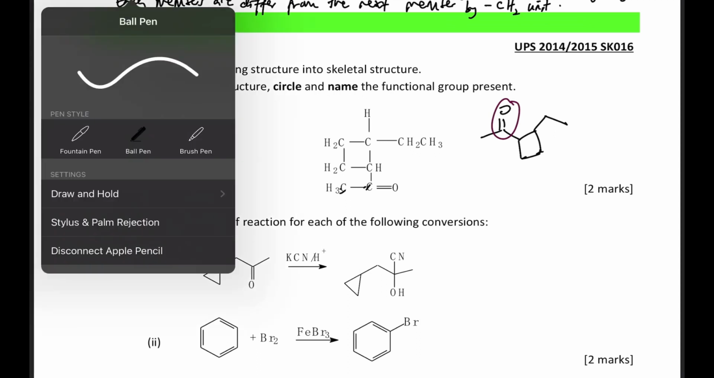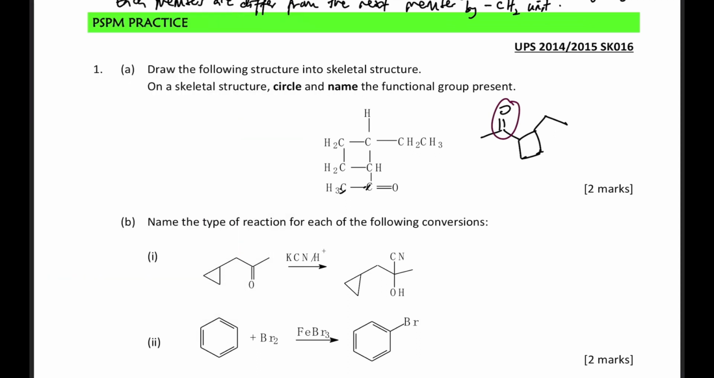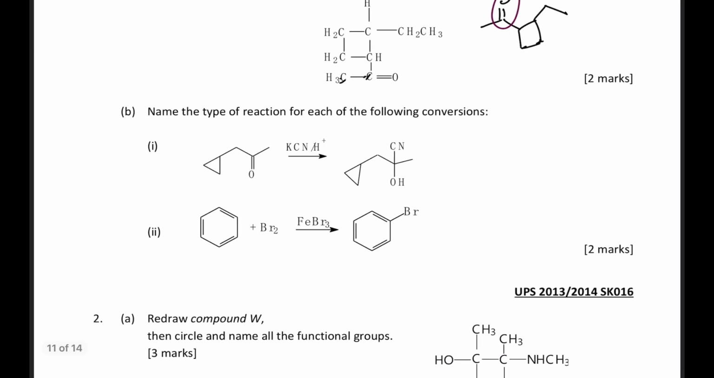So circle in functional group. So kita pun functional group dia adalah ni. Which is apa nama functional group ni? The name is carbonyl. Okay, settle. B. Name the type of reaction for each of the following conversions.